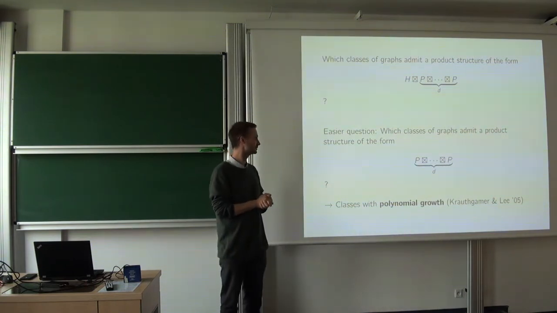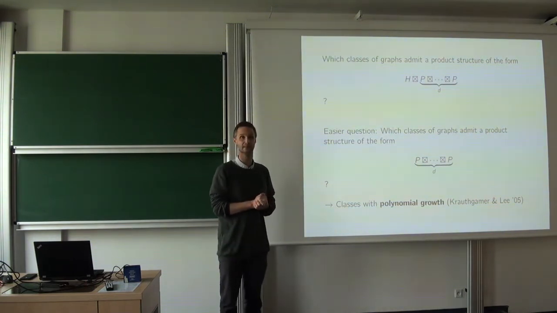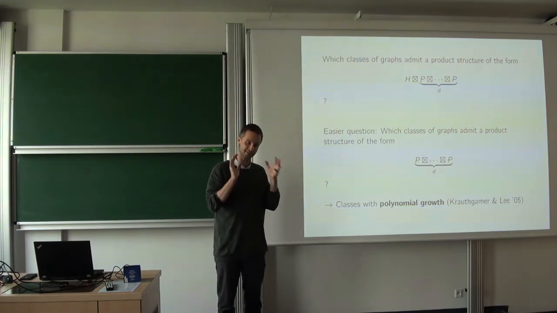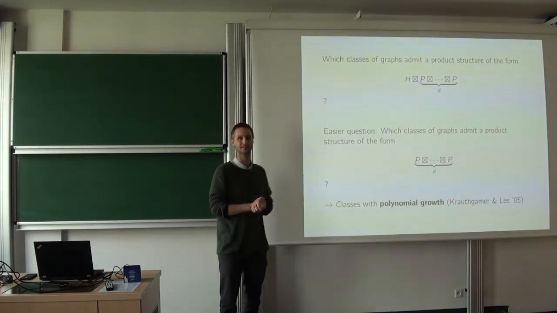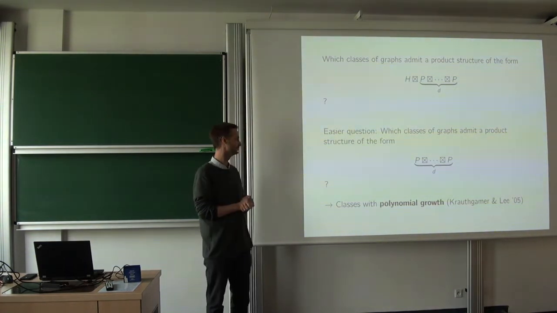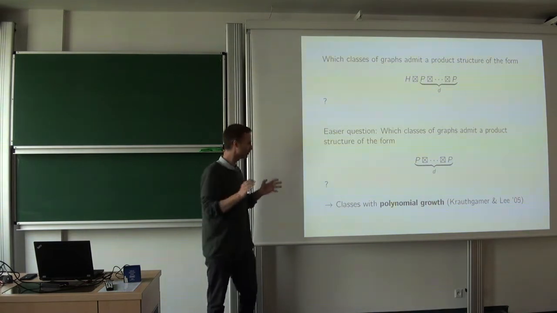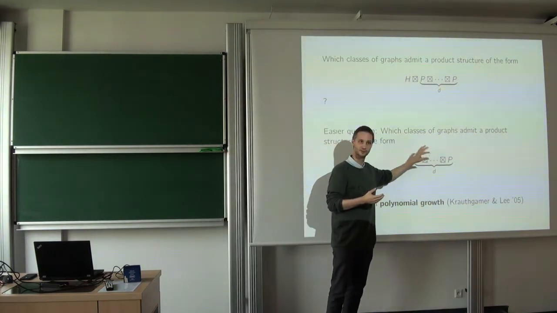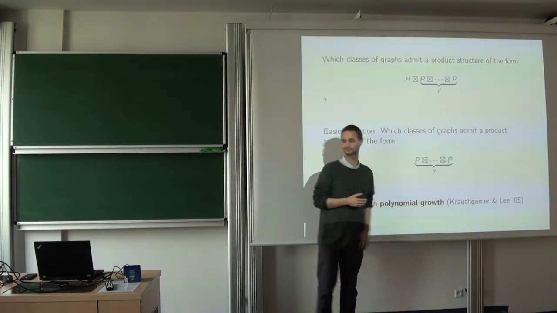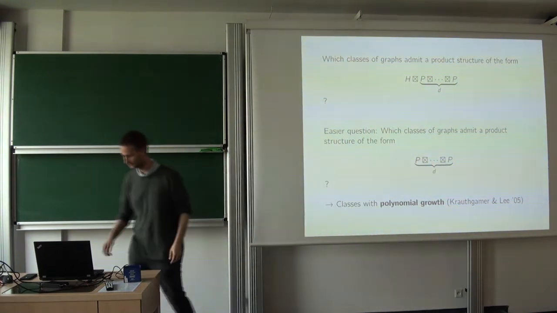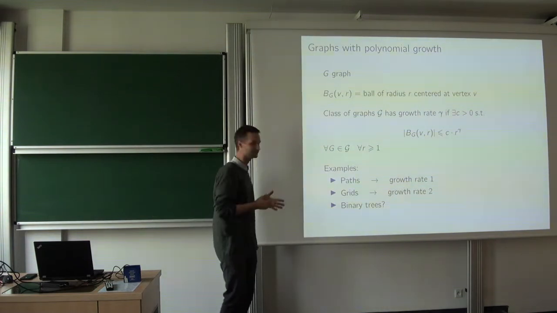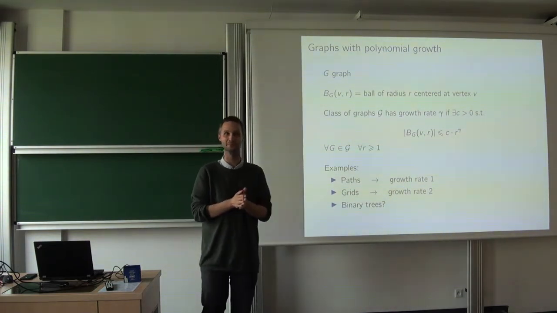And this has been studied by Krauthgamer and Lee in 2005. They have a very nice theorem, and I will try to tell you a bit about this theorem. Right, so this is really the topic for today. What are the graph classes that we can capture with such a product structure? Okay, so the answer is in the title. These are the graphs with polynomial growth.